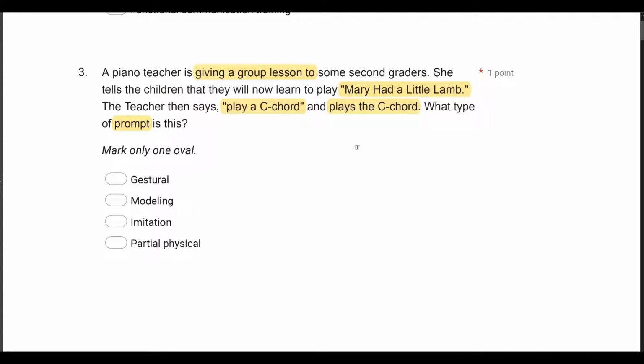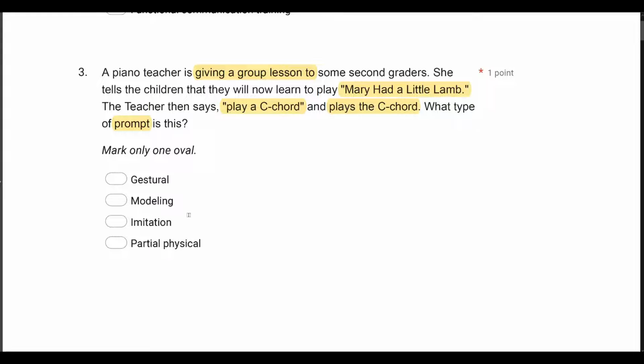So what has she done? Is it a gestural prompt? Well, it's not a gestural prompt. A gestural prompt is pointing or indicating or motioning towards what she would like them to do. She's actually engaged in the response and demonstrated that response. So since she's demonstrated that response, she's modeled. It's going to be a modeling prompt.